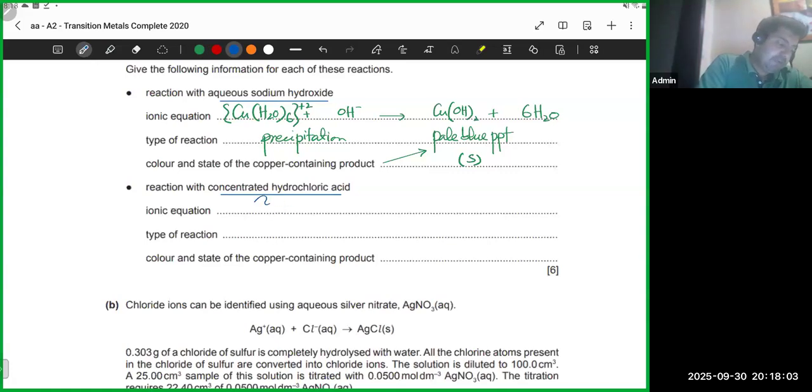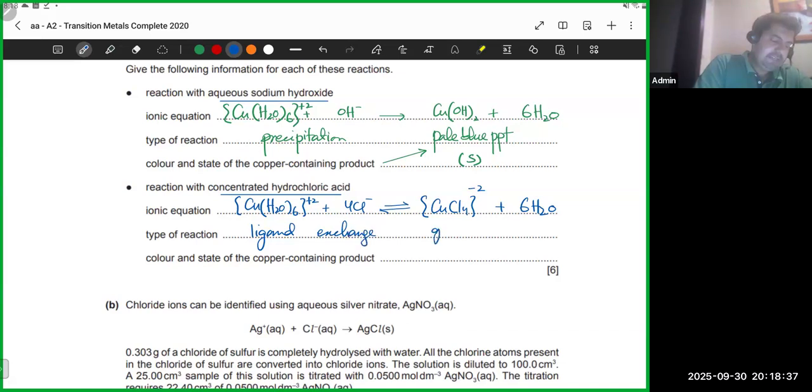Concentrated HCl, what's going to happen? The ionic equation. So you have Cu(H2O)6, and again, it's +2. The Cl ligands are going to attack, and 4 of them are going to get attached, and it's going to be -2. So copper is +2, Cl is -1. And the 6 water molecules get knocked out. Now this is proper ligand exchange. One ligand got replaced by another ligand. This color was greenish yellow.